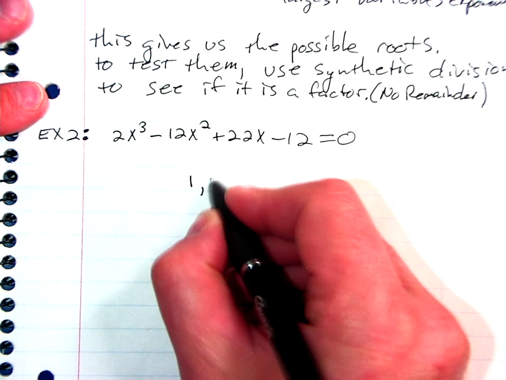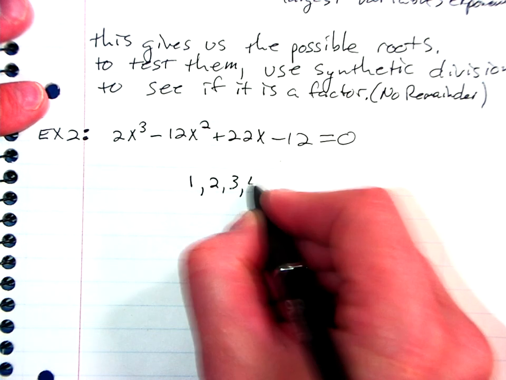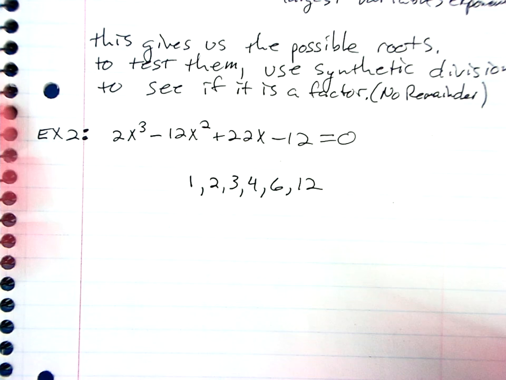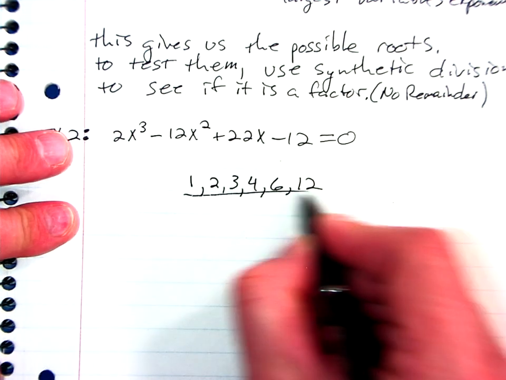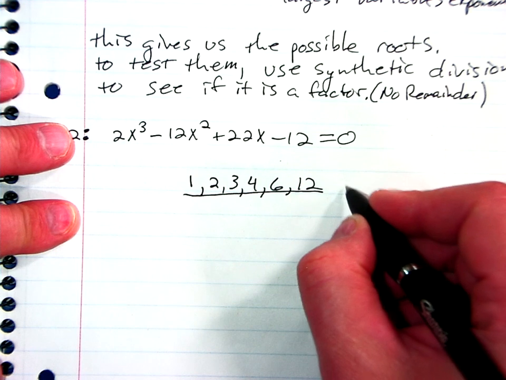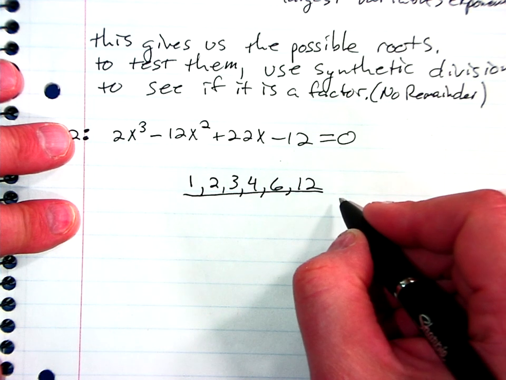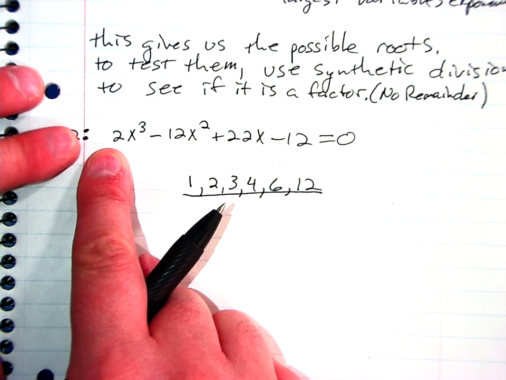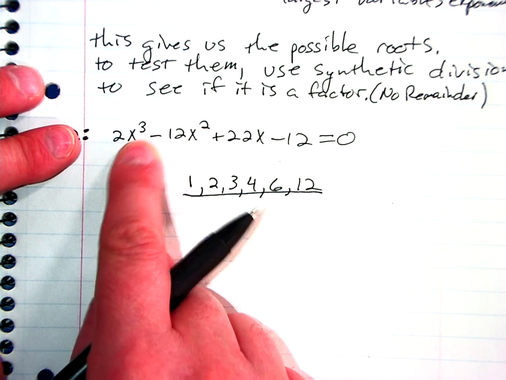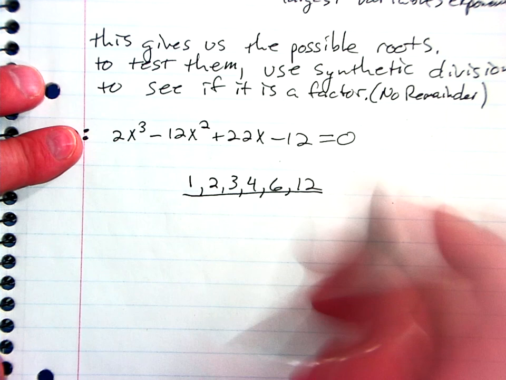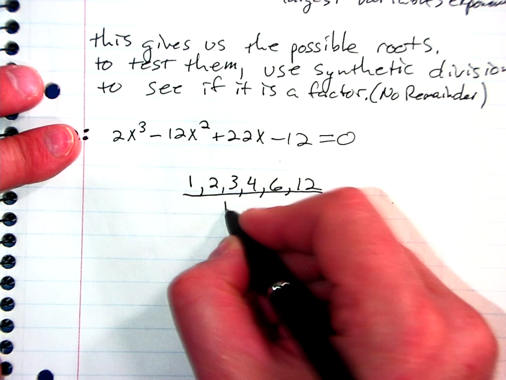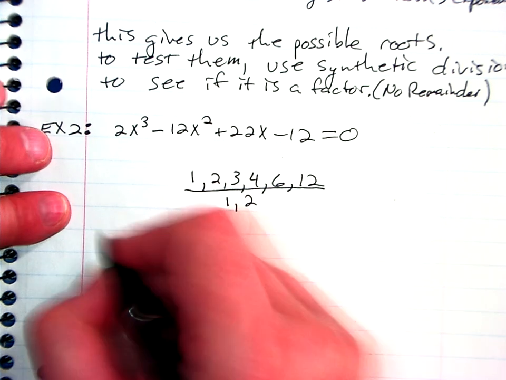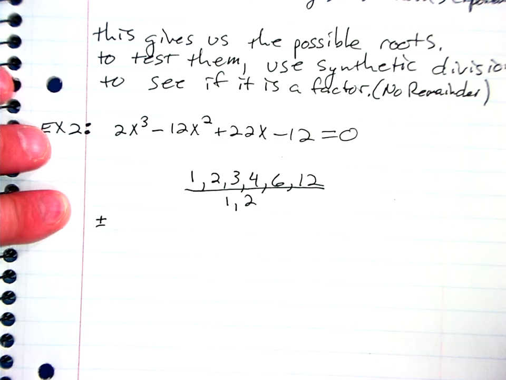1 goes in it, 2 goes into it, 3 goes into it, 4 goes into it, 6 goes into it, and 12 goes into it. Those are the factors of my constant. And then factors of my leading coefficient. What's my leading coefficient? The number in front of the largest exponent. The largest exponent is 3, so it's 2. What are my factors of 2? 1 and 2. And the thing is, these factors can be positive or negative.